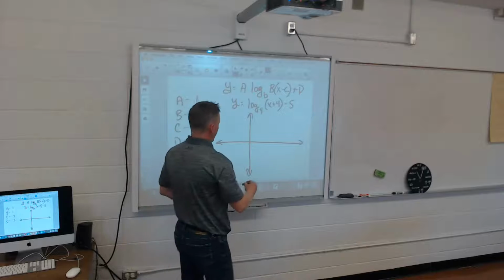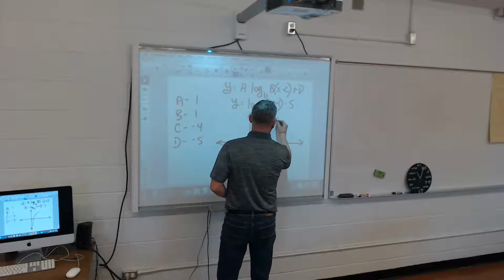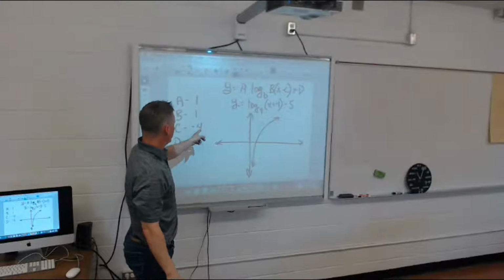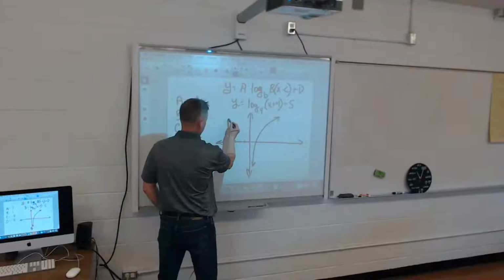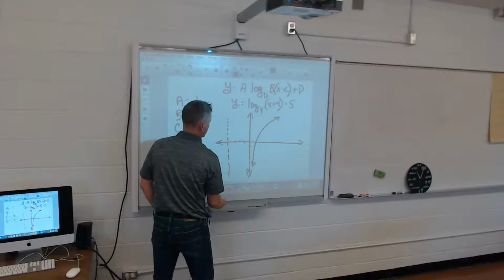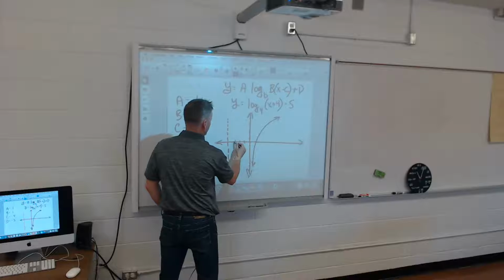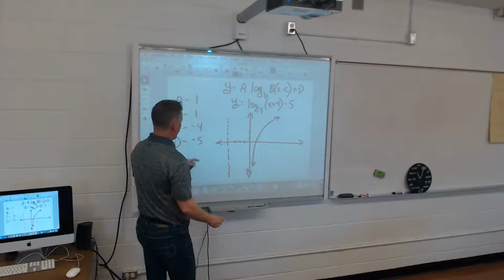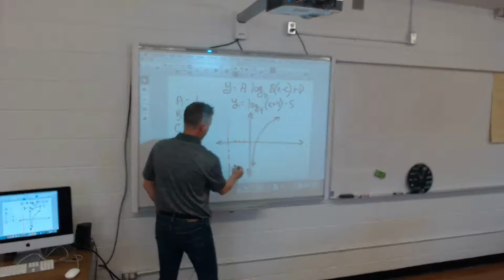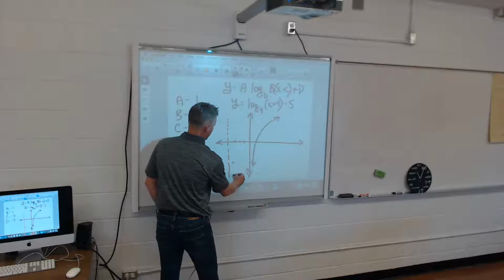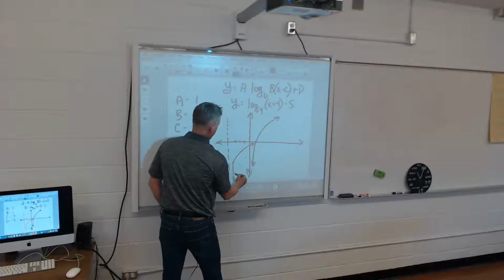So the logarithmic graph looks like this. Now I have to move everything 4 to the left. So my asymptote goes there. This coordinate goes over to here. And then I have to drop that guy down 5, so down in here. It goes up like that.